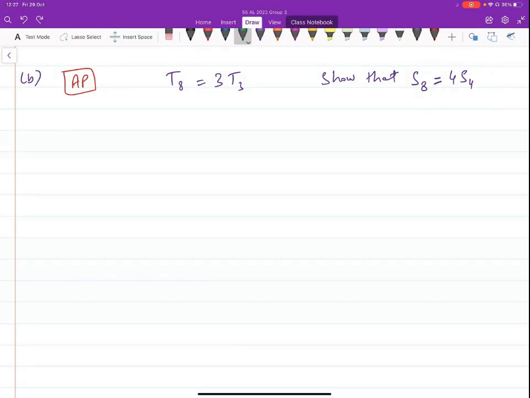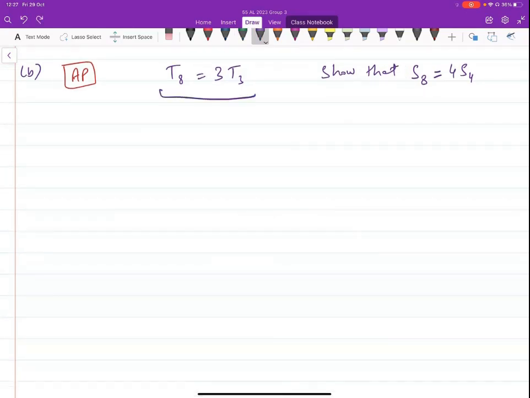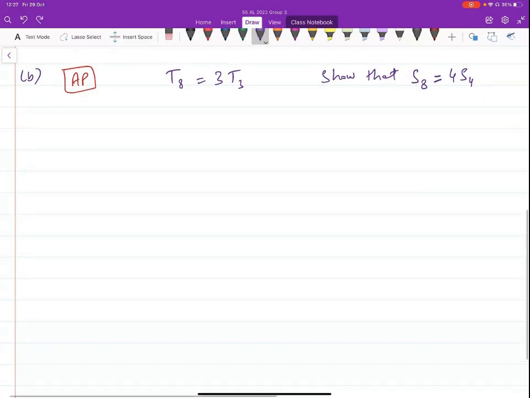Let's think about this. Let's use this first relationship. T8 equals 3 times T3. Remember, we cannot use this relationship. ये आपको show करना है. We cannot start with this assumption. ये आप कहीं पे use नहीं कर सकते. ये आपने सिर्फ end पे eventually show करना है कि ये आपके पास आता है result. So let's look at the first relationship, that T8 equals 3 times T3.